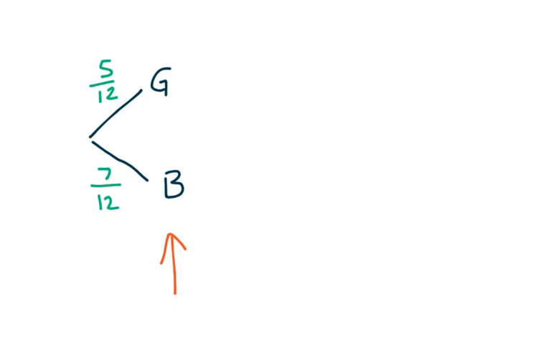And we're going to go ahead and label those. Remember, this column is just the first draw. There's not 2 different draws there. That's just the first one. It could either be green or blue.